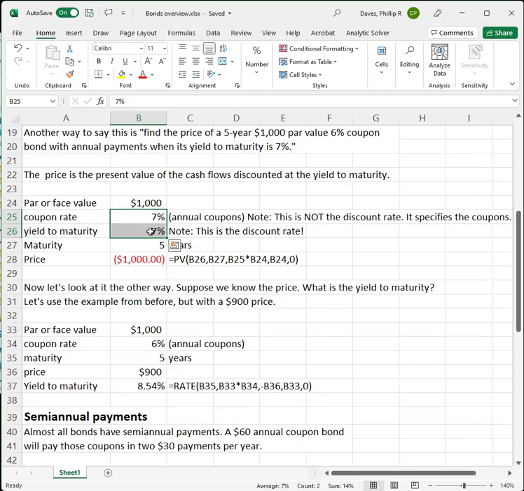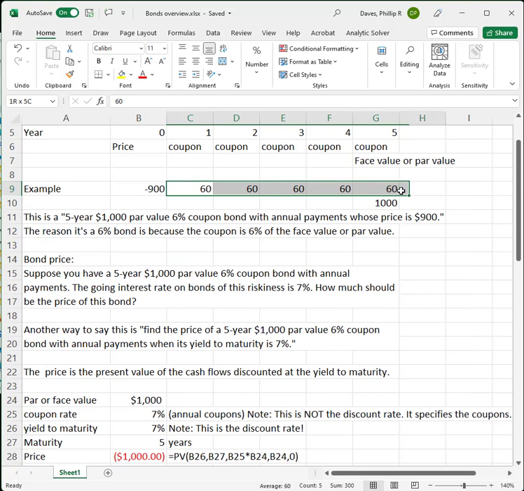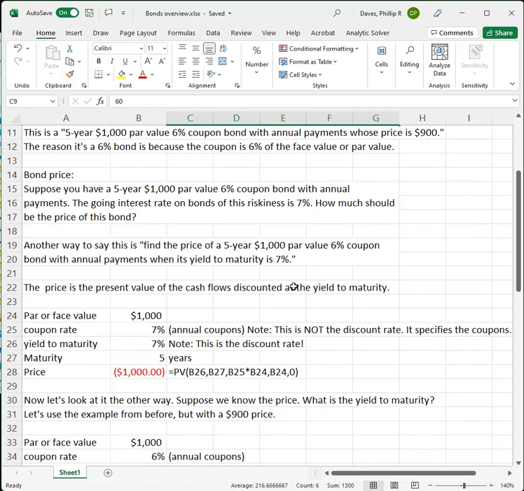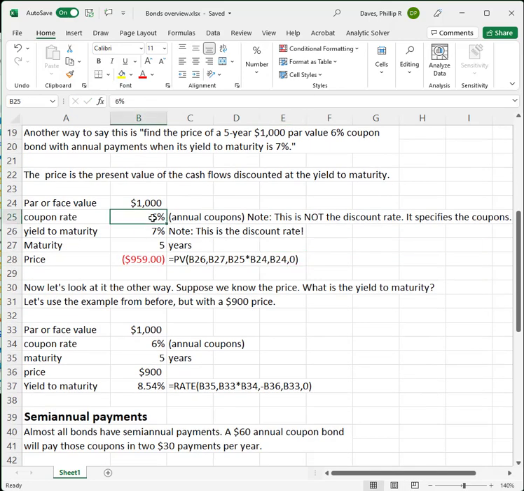However, after the bonds are originally issued, and so let's again go back to the situation where we have 60, 60, 60, 1,000, so what it looks like. So this would be our 6% coupon rate bond. After the bonds have been issued, the yield to maturity is going to go up and down based on market interest rates.